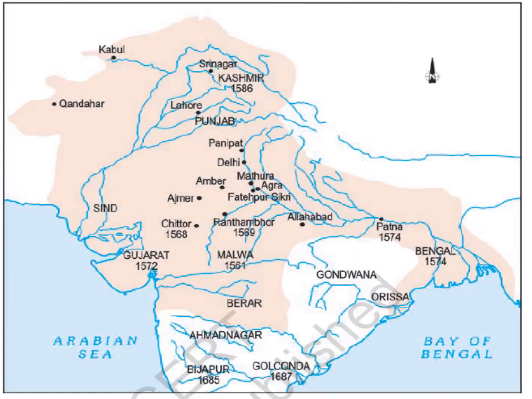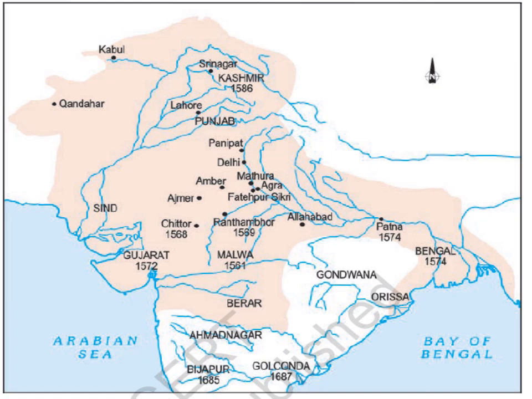Now this is the map of India which is given in your NCERT book. Now you can see that these blue lines are actually the rivers, and all the areas are the areas which were conquered by Akbar and Aurangzeb.